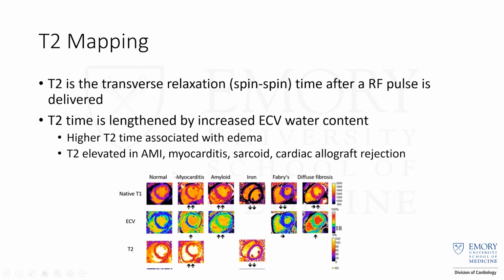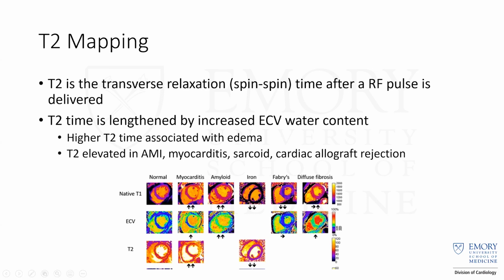This graphic at the bottom shows several different diseases, looking mostly at the T1s. You can also measure extracellular volume, which I'm not going to get into, but that's something you can calculate based off of your T1 images post contrast, if you specifically have concern for something like amyloidosis. And then your T2 times here.